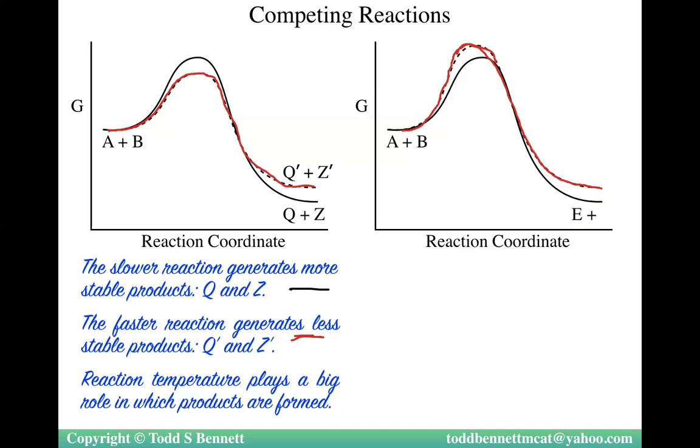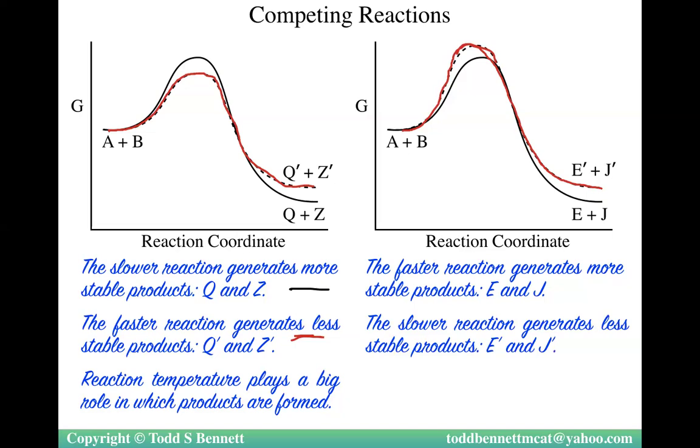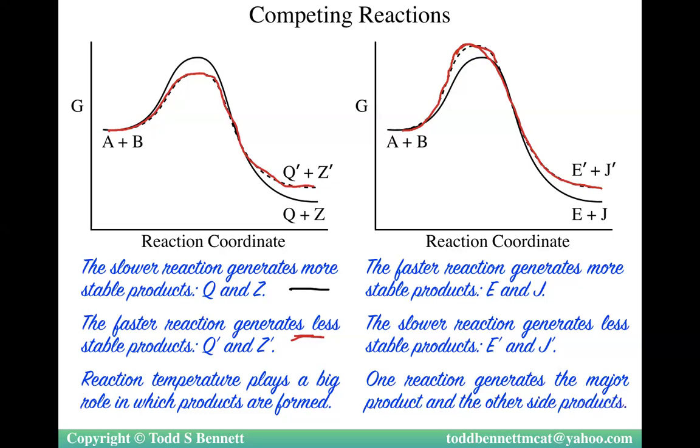So in that case, the fast reaction generates the more stable products, E and J, and the slower one generates the less favorable E prime and J prime. So hardly any other side products.